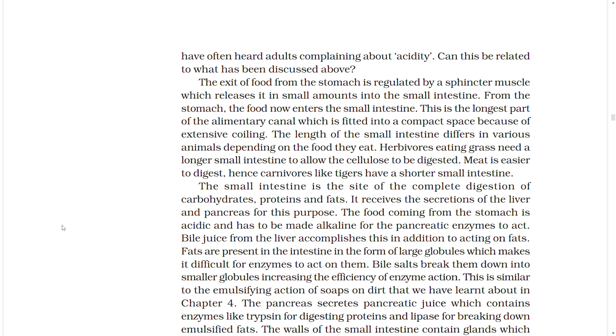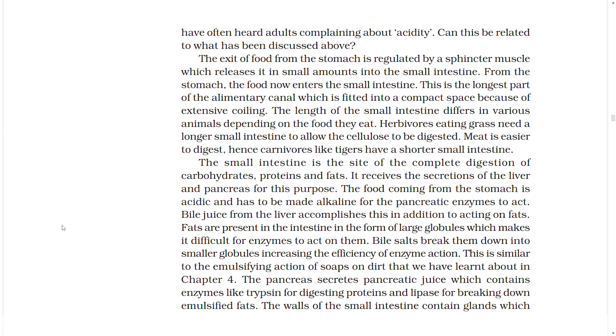Fats are present in the intestine in the form of large globules, which makes it difficult for enzymes to act on them. Bile salts break them down into smaller globules, increasing the efficiency of enzyme action. This is similar to the emulsifying action of soaps on dirt that we have learnt about in chapter 4. The pancreas secretes pancreatic juice, which contains enzymes like trypsin for digesting proteins and lipase for breaking down emulsified fats.